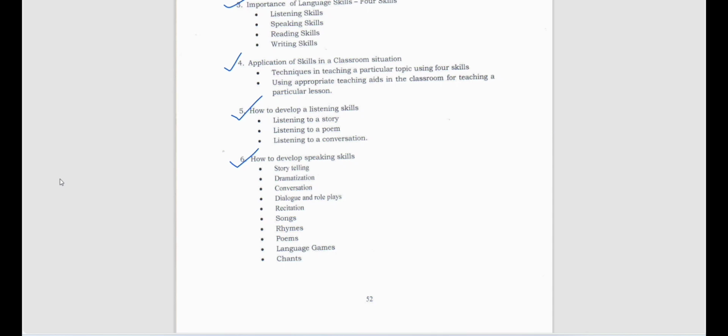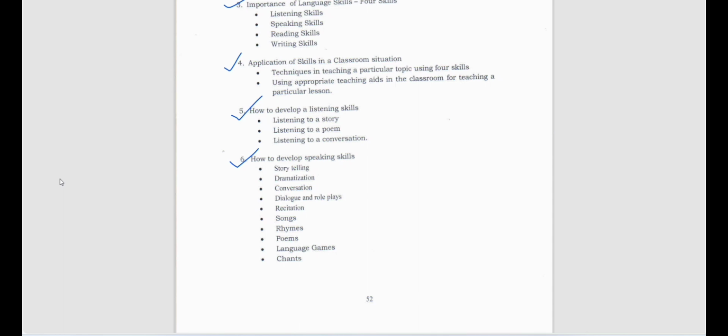Whenever we are taking part in drama, what happens? We are given a few dialogues to utter, right? That also helps in developing the speaking skills of the learner. Now conversation, you already know. Dialogue and role play, recitation. So what is recitation? Recitation means reading out loud the poems and all, right?